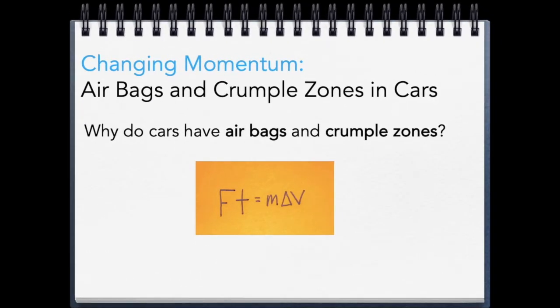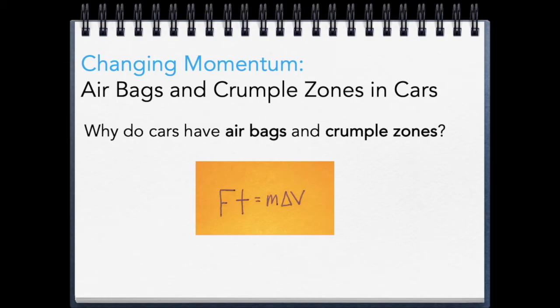We'll kind of finish with this: changing momentum, airbags, and crumple zones in cars. You might have noticed in our last video on momentum, we had that Ford Explorer that basically crumpled up. And I always get students who ask me, well, why do cars crumple? Is that supposed to happen? And yeah, the front is supposed to crumple. And you are supposed to have airbags in cars now.